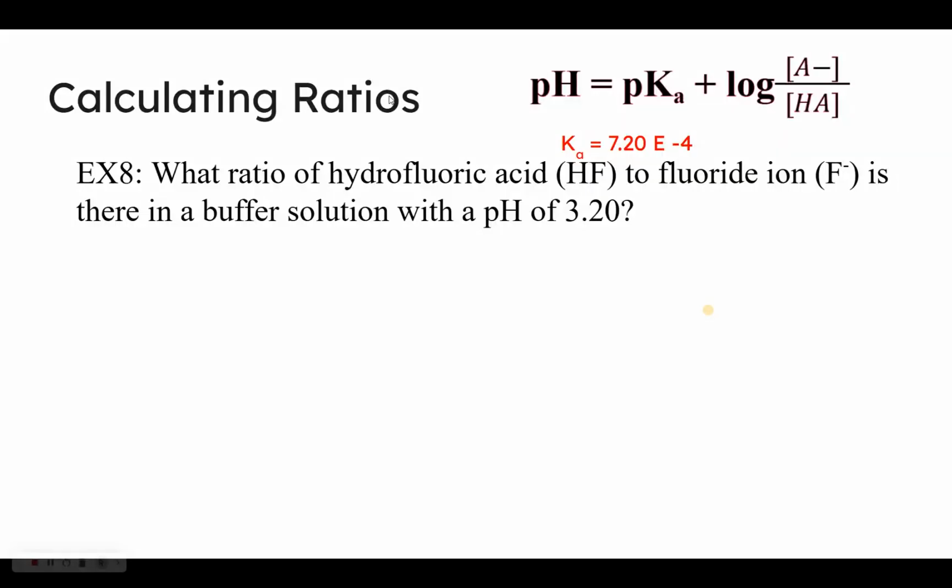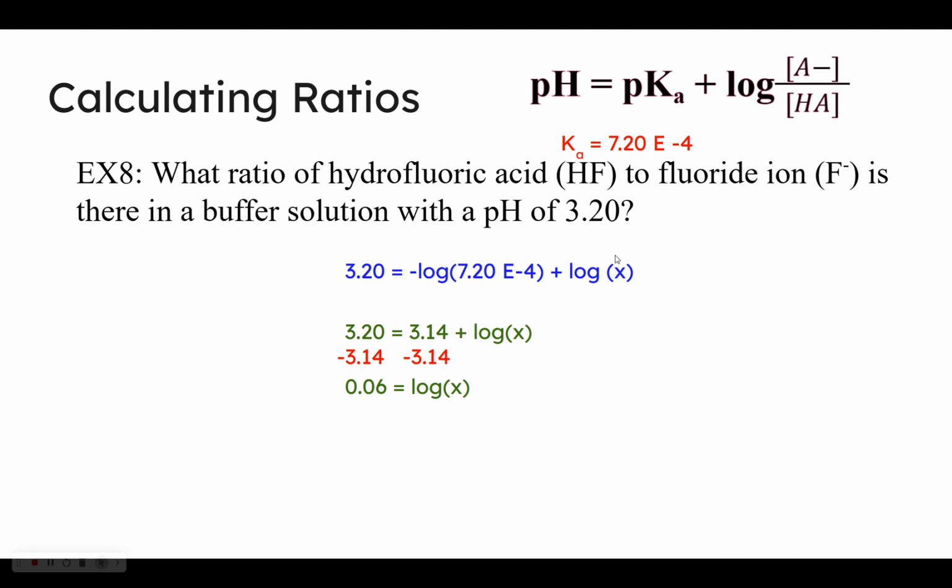As we plug in our numbers here, we take that 3.20 pH equals our pKa, which remember is the negative log of the Ka value that we've got for HF, plus the log of x. So here I would take a second to do this negative log and figure out what that equals. That simplifies the equation a little bit, making it easier to see how to solve for x. I would isolate the numbers on one side, so I'm going to subtract that 3.14 from both sides, and that tells me that 0.06 is equal to the log of x.